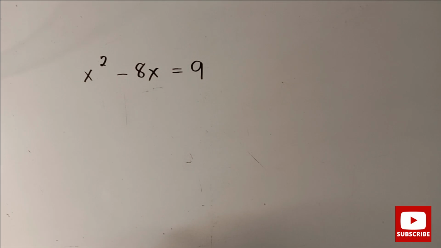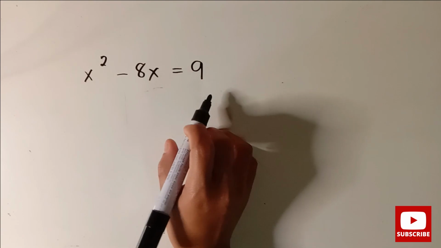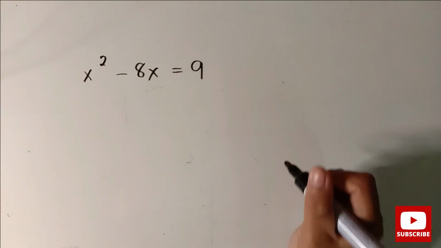And for your assignment, kindly answer x squared minus 8x equals 9 using completing the square, following the steps that I have given to you.